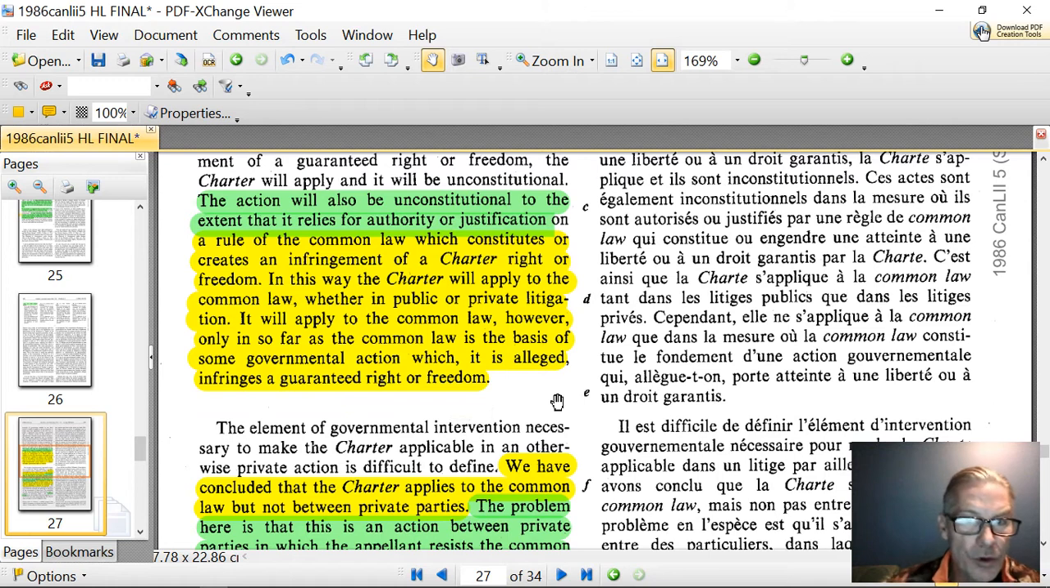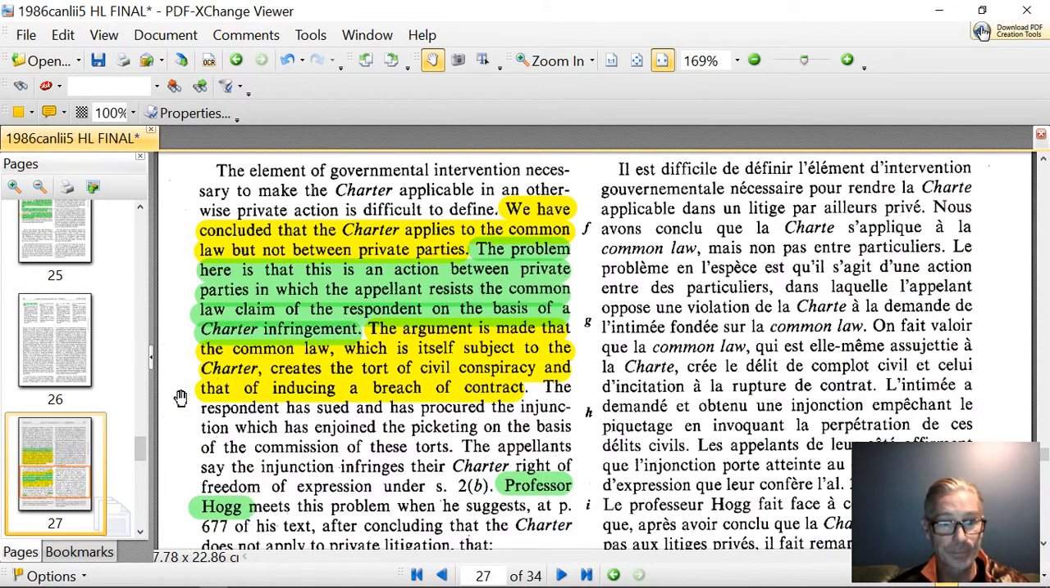The action will also be unconstitutional to the extent that it relies for authority or justification on a rule of the common law which constitutes or creates an infringement of a charter right or freedom. In this way, the charter will apply to the common law, whether in public or private litigation. It will apply to the common law, however, only insofar as the common law is the basis of some governmental action which is alleged to infringe a guaranteed right or freedom. We have concluded that the charter applies to the common law, but not between private parties.